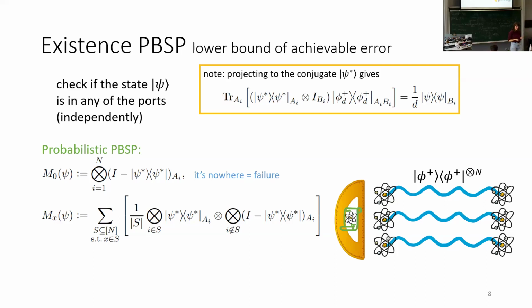The state is the one that you want to send. So you prepare the projective measurement with the conjugate, and because of this property, if you find the conjugate, then on both sides there will be the state you want to send. So this is a POVM.